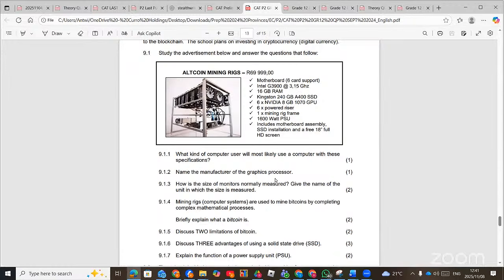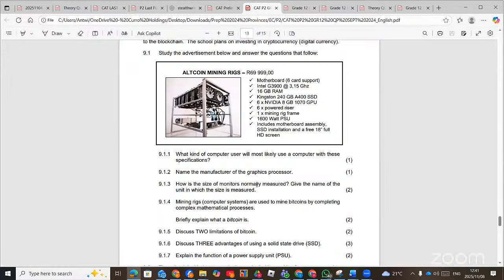The manufacturer of the graphic processor, then you go and check the GPU. Is it NVIDIA? That's the manufacturer. And then the size is 8 gig. 8 gig, that's the size, not the RAM, sorry. Then Intel manufactured the CPU, and then the RAM size is this. So you must always check the scenario and you'll be able to explain them.